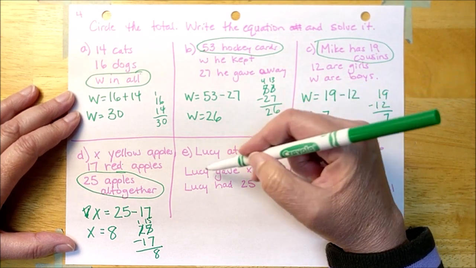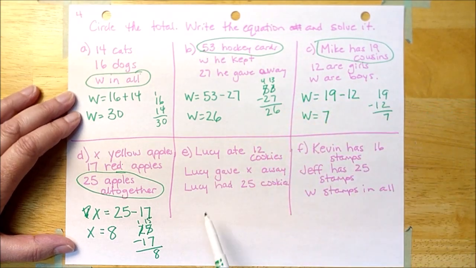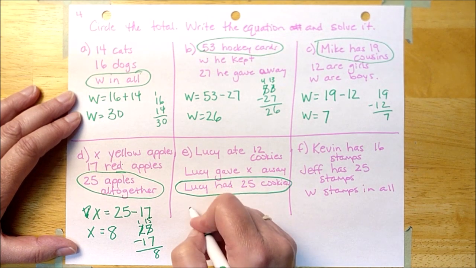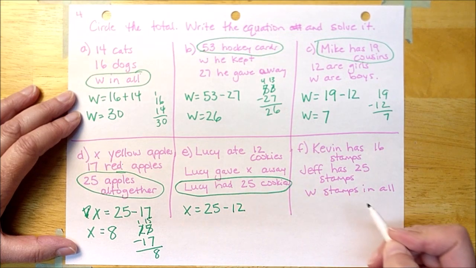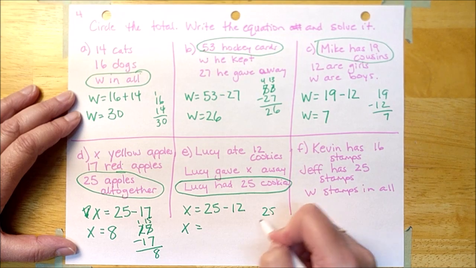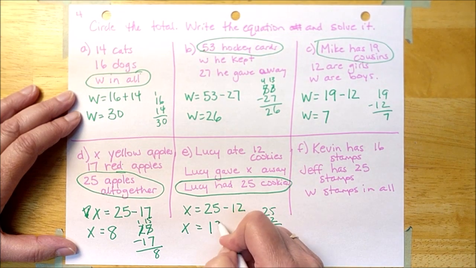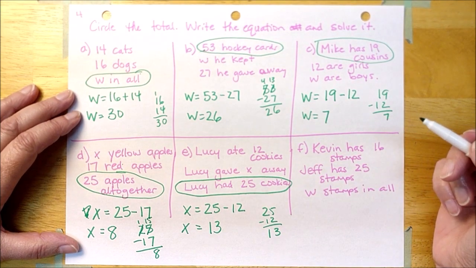Lucy ate 12 cookies. Lucy gave X cookies away. She had 25 cookies. So her total was 25 cookies. I know my total, so I'm going to take away the other number. So X equals 25 minus 12. 5 minus 2 is 3. 2 minus 1. So she gave away 13 cookies.